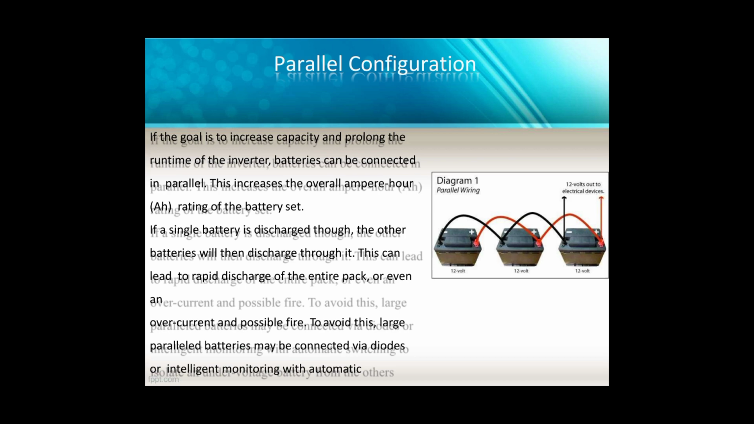Parallel configuration. When increased ampere capacity is required, we use parallel configuration. If one battery is discharged, then the load increases on the other batteries, which results in faster discharging of the other batteries. To stop fast discharging, we use a diode.